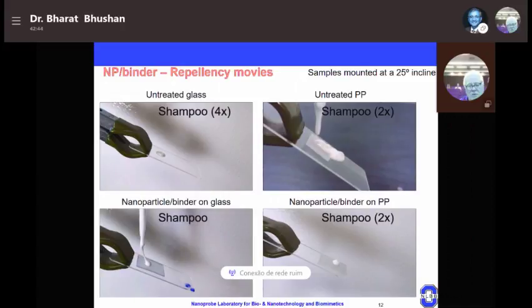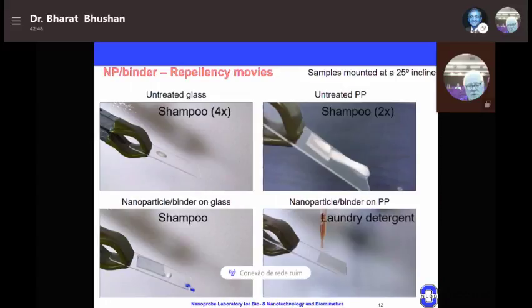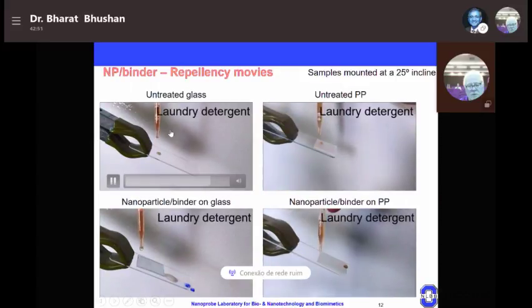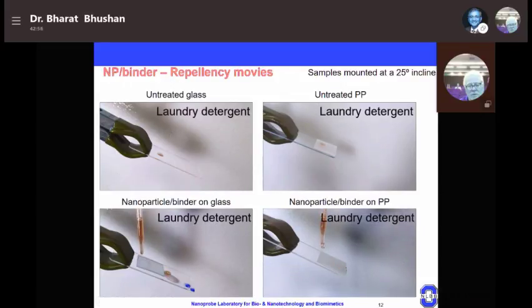Next we put the shampoo. Shampoo does move on the coated samples, whereas it remains stuck on an uncoated sample. Then we put a laundry detergent, and again, laundry detergent moves very rapidly on a coated sample. So this demonstration clearly shows that a coated glass or polypropylene could be used for repellency of various liquids. And the liquids which we have tested here are water, oil, shampoo, and laundry detergent.